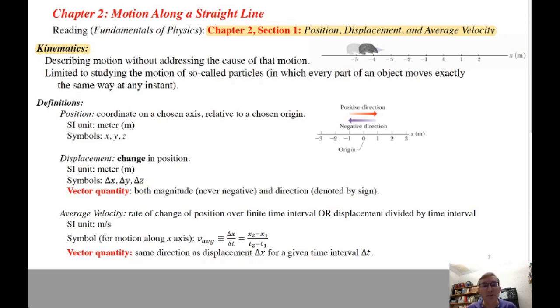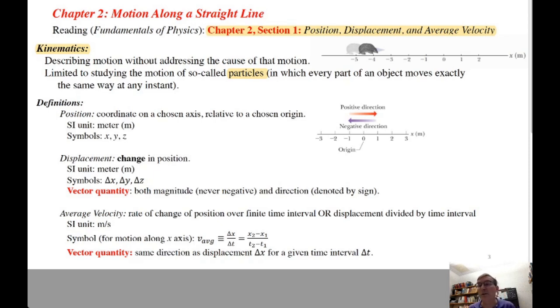Okay? So you'll see as we start bringing in all kinds of very specific terms how we're going to describe the motion of an object. We're also going to limit ourselves to the motion of what we call particles. And by particle in physics and in kinematics specifically, we mean any object in which every part of that object moves in exactly the same way at any given instant.